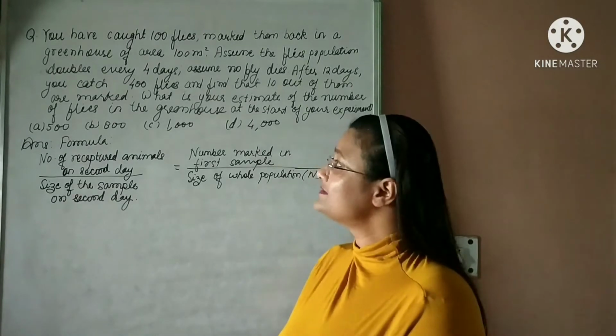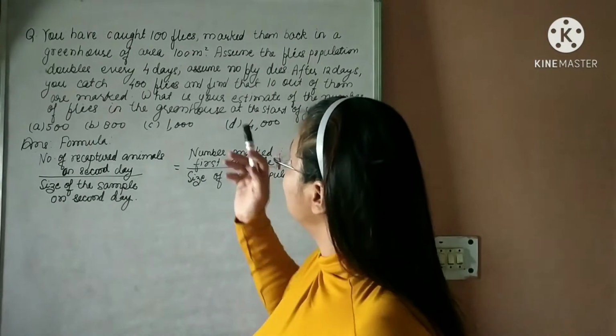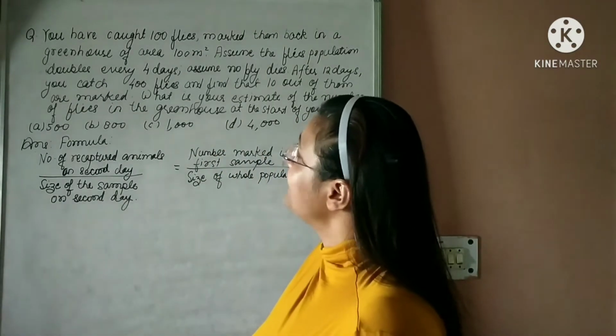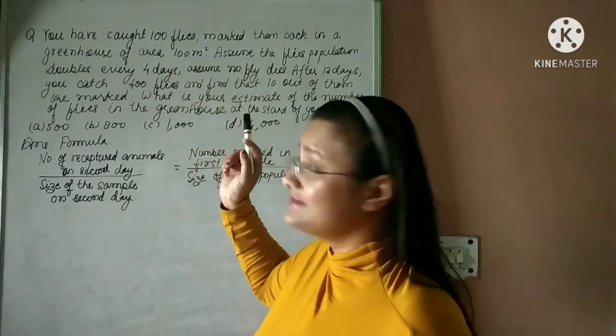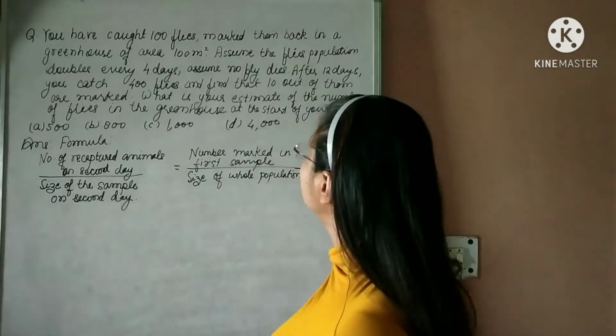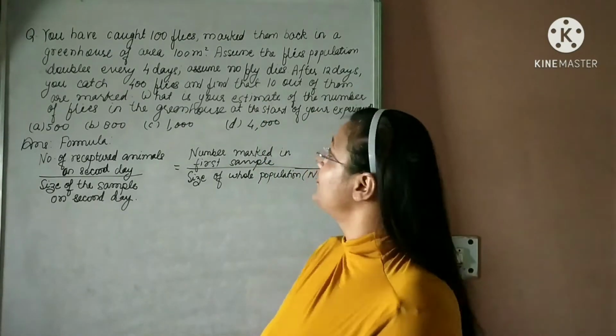One of the questions in the general ability section was based on the mark recapture method. The question was: you have got 100 flies marked and bashed in a greenhouse of area 100 meters square. Assume the flies population doubles every 4 days.